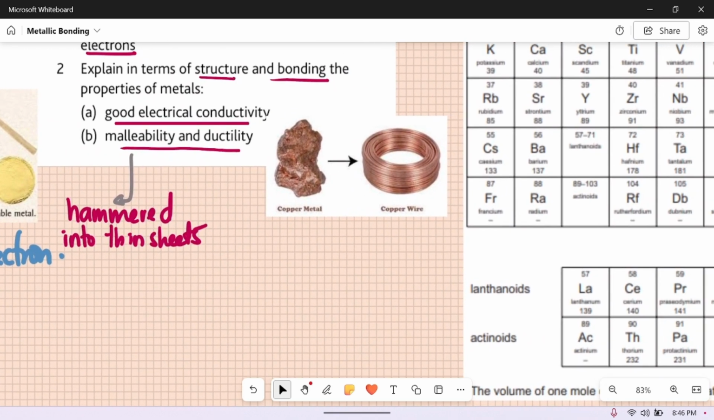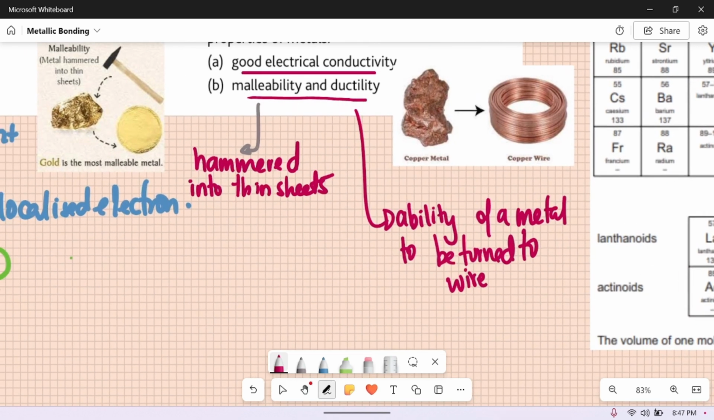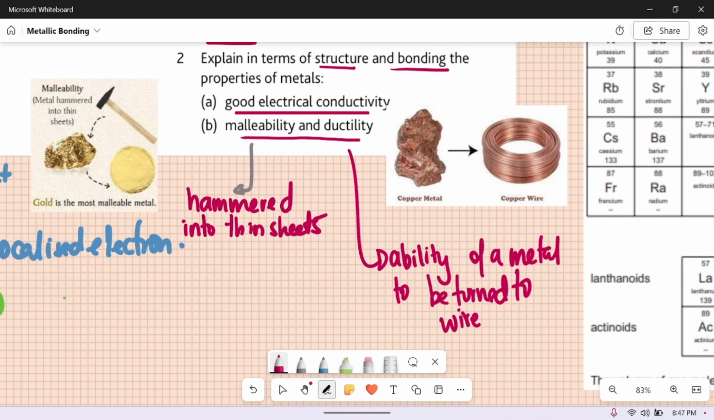And ductility is the ability of a metal to be turned into wire. We use metals because they have properties such as malleability and ductility that are very essential in making these wires and making these thin sheets. So, what does it mean? Why are metals suitable for these properties?